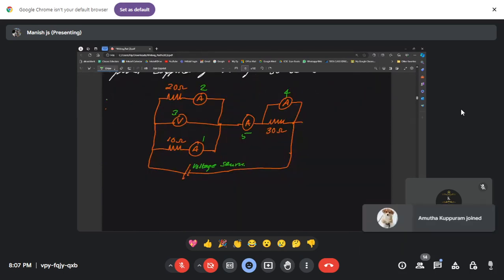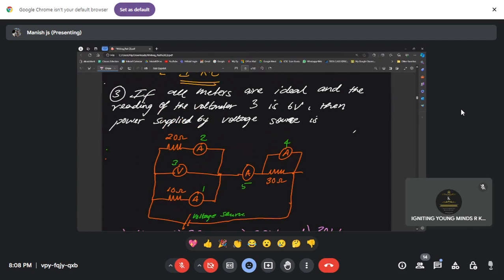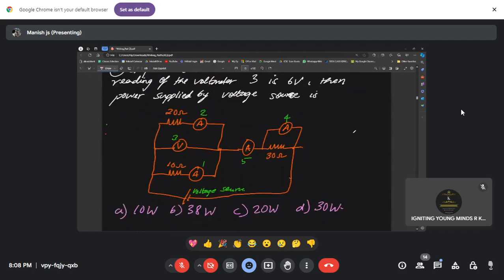I'm giving you the options. First option, 10 watts. Second option, 38 watts. Option C, 20 watts. And option D, 30 watts. So in the question, you have to find out the power supplied by the voltage source. Analyze the given circuit here, and then carefully find the power supplied by the voltage source. That's it, children.